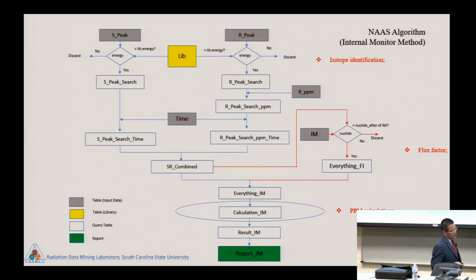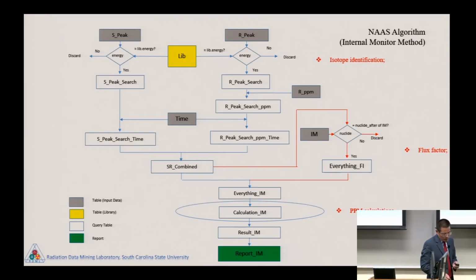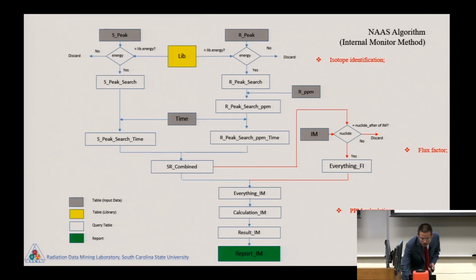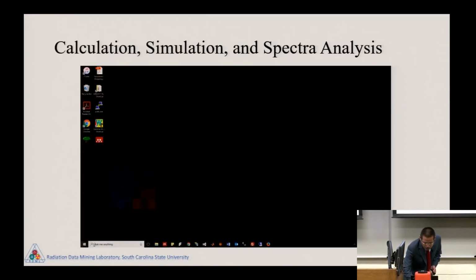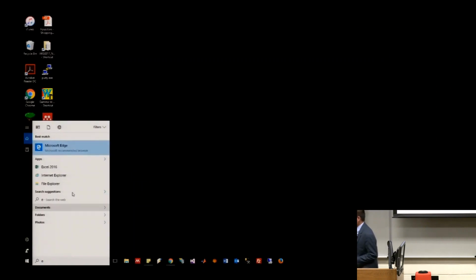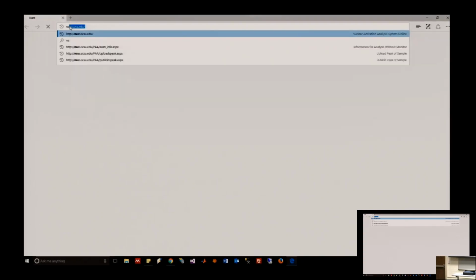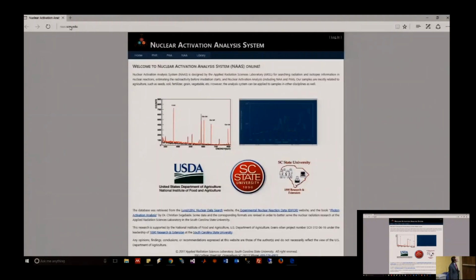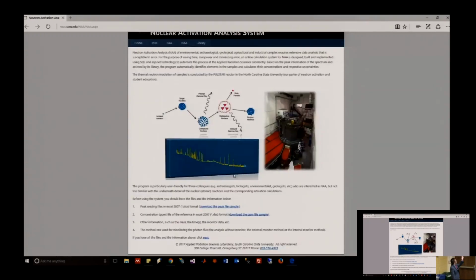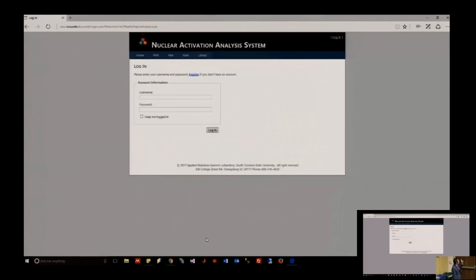Okay, let me show you what the program looks like. Hope it can work. It's actually online. Just open your web browser, and you can see nas.scsu.edu. It's funded by USDA. You can see the PA and NA. You need to create an account there, and right now, it's free to create.